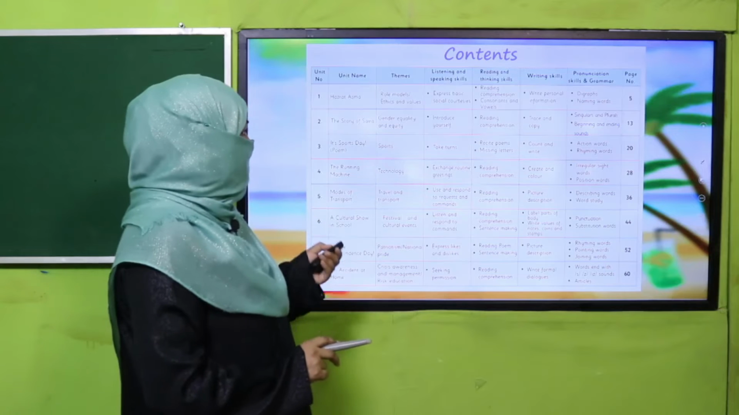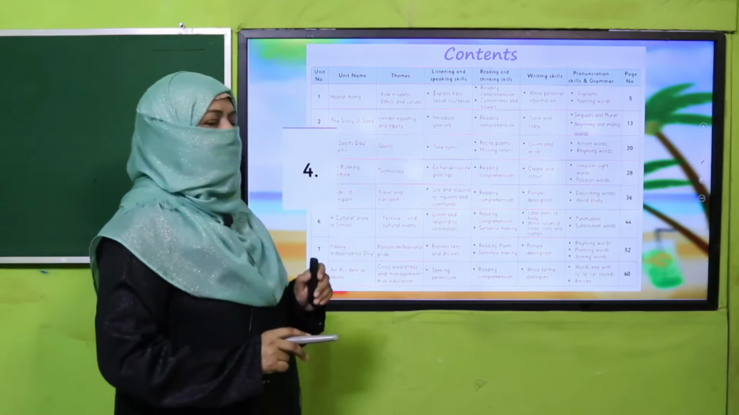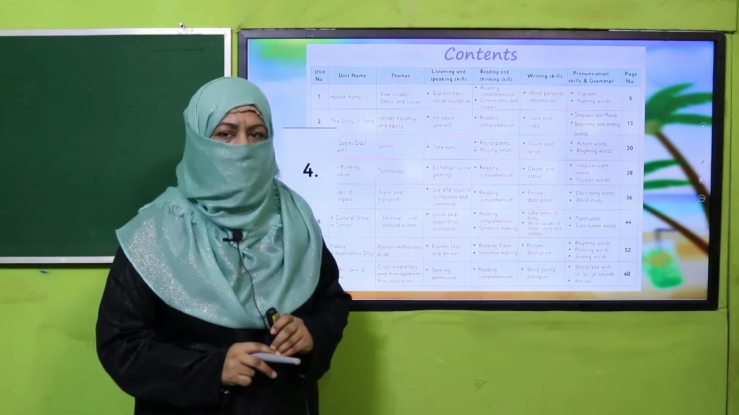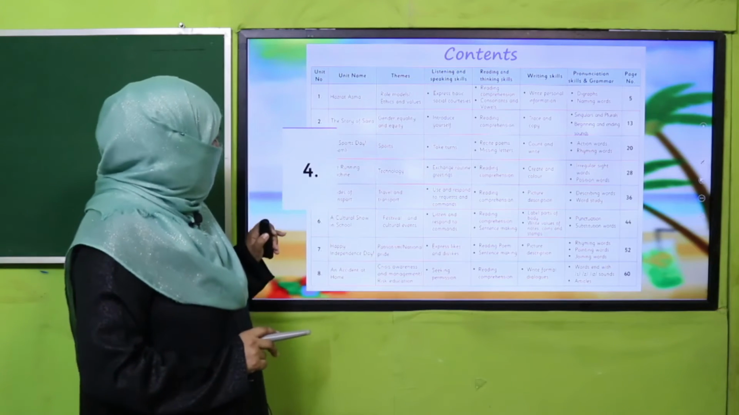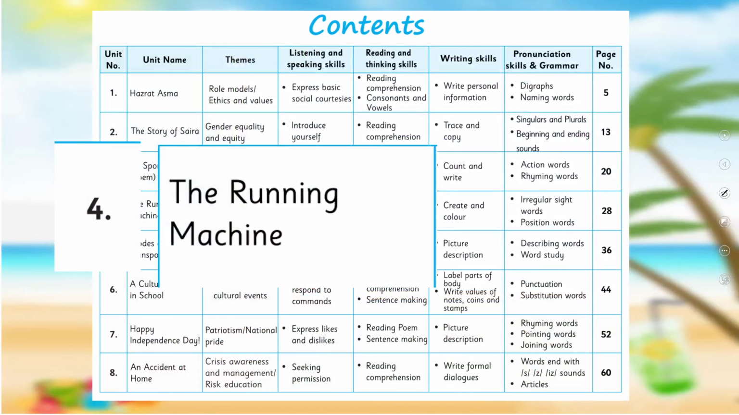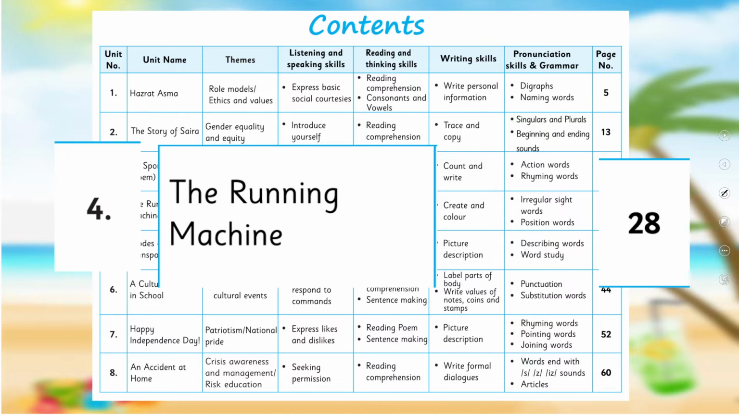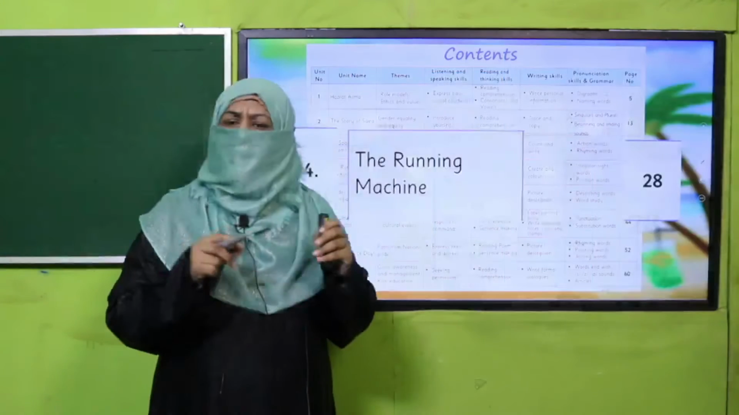How? Look at this. Now I want to know what is in unit number 4. I will go to 4, and what is the name of this unit? The running machine. Yes, I want to read about running machine. So what is the page number? That's here, page number 28. So if I want to read this unit, I will open the book on page number 28 and I will start reading.